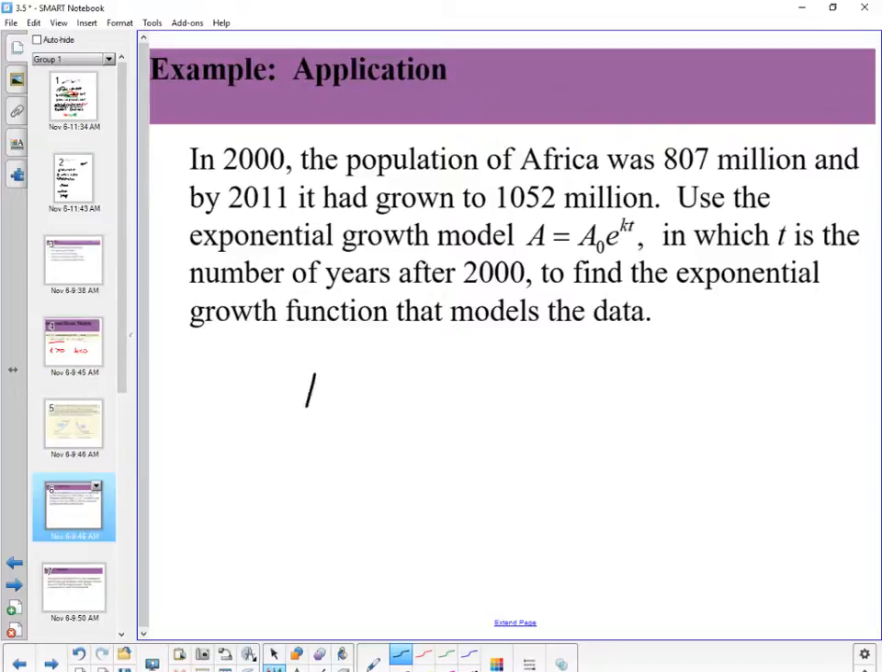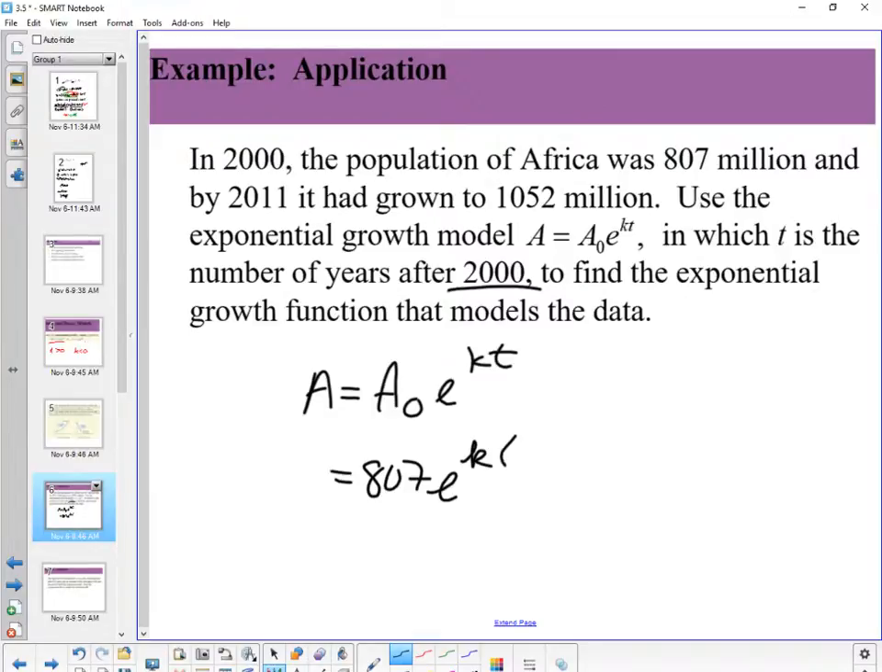So we have this formula: A is equal to A naught e to the kt. Do we know what we started at? 807 million. Yes, 807 million, thank you. It starts to grow, right? For how long? 11 years, because it's the number of years since 2000, so that's going to be 11 years.